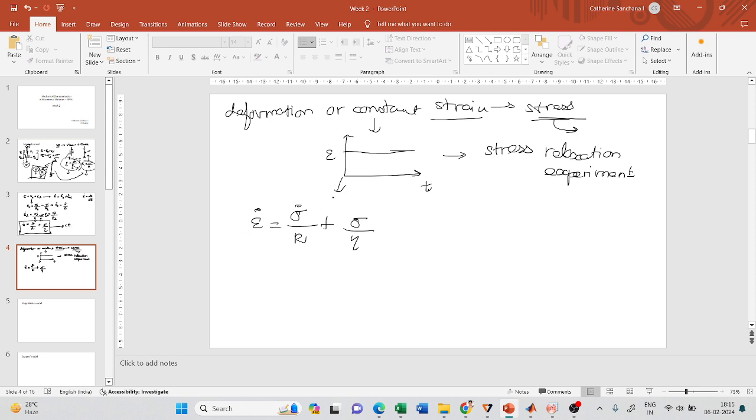So this is what I'm controlling, okay? If I'm controlling the strain, I know the equation of strain, so I can simply substitute it in the constitutive equation. Now I'm subjecting the material to a constant strain, which means my strain rate is equal to 0. So in this equation, I can simply substitute epsilon dot equals 0, which gives me sigma dot by r plus sigma by eta is equal to 0. Now this is the differential equation which I have to solve.